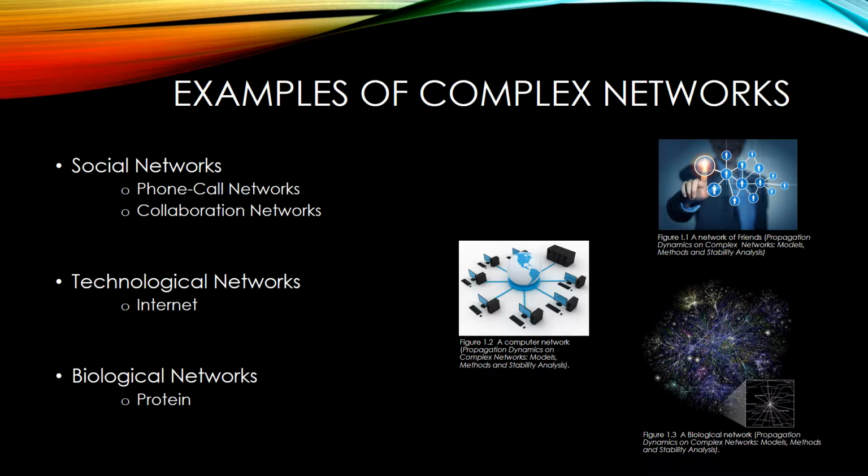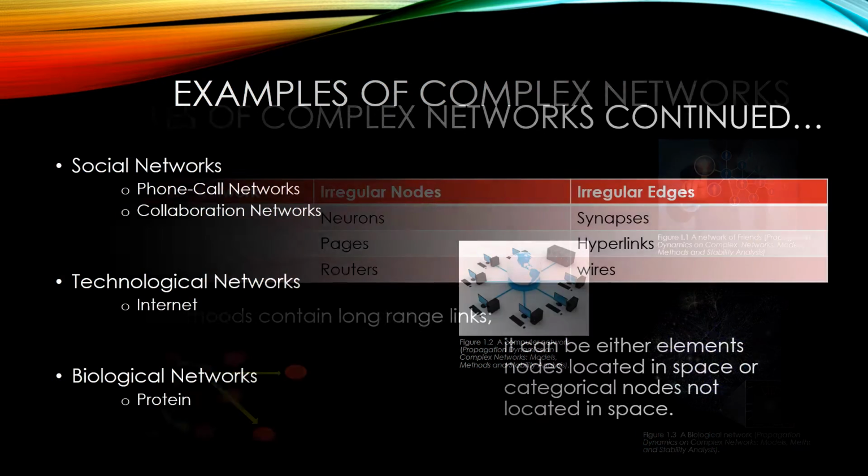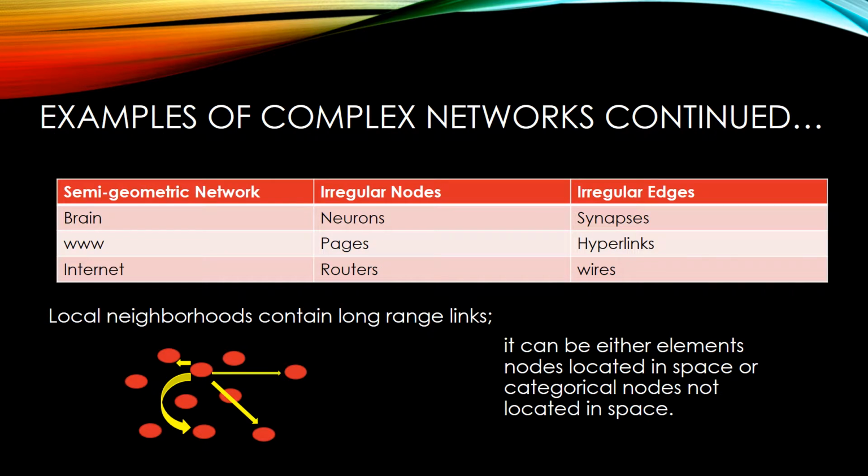A complex network can be interpreted as real-life large graphs. For example, social networks, technological networks, and biological networks are examples of complex networks. Here are more examples of complex networks, and these are semi-geometric networks. A complex network can be a brain, where the irregular nodes are neurons and the regular edges are synapses. The internet can be another complex network. Routers are irregular nodes, and wires are the regular edges.